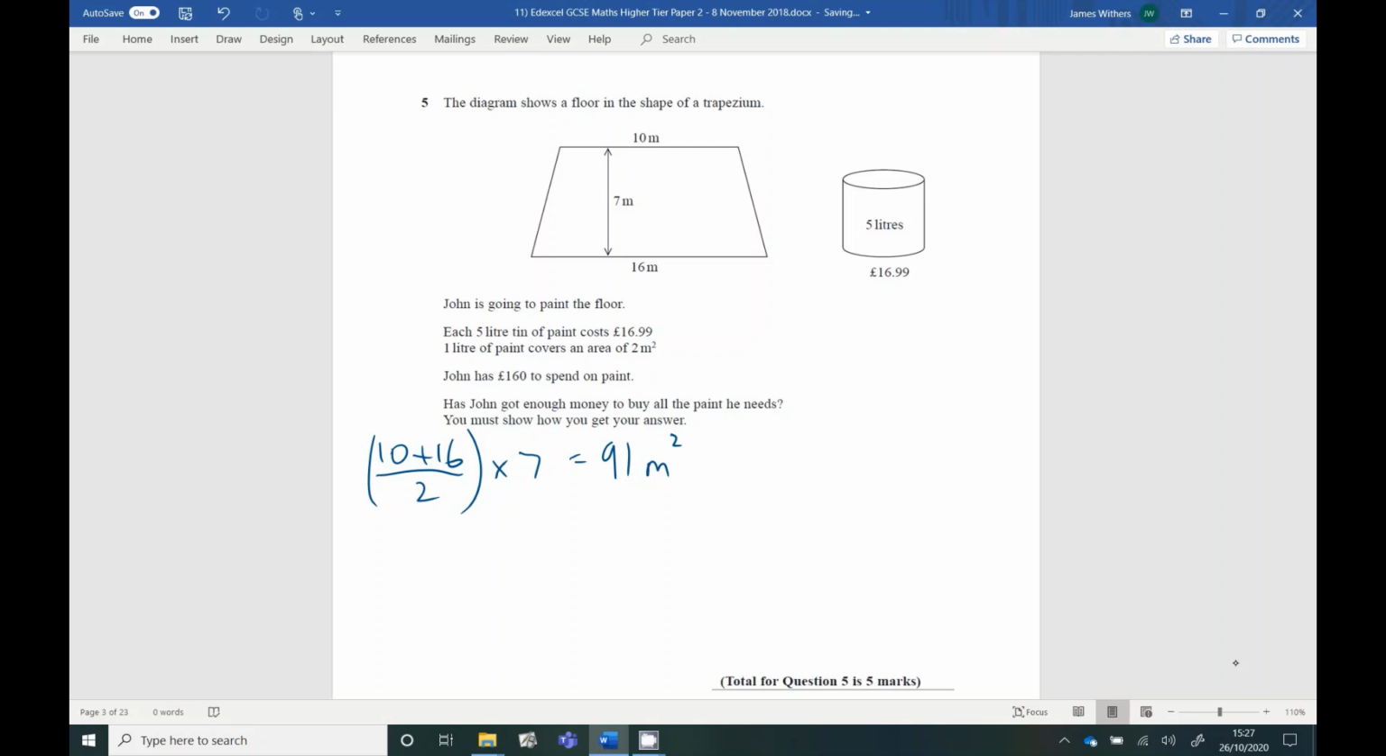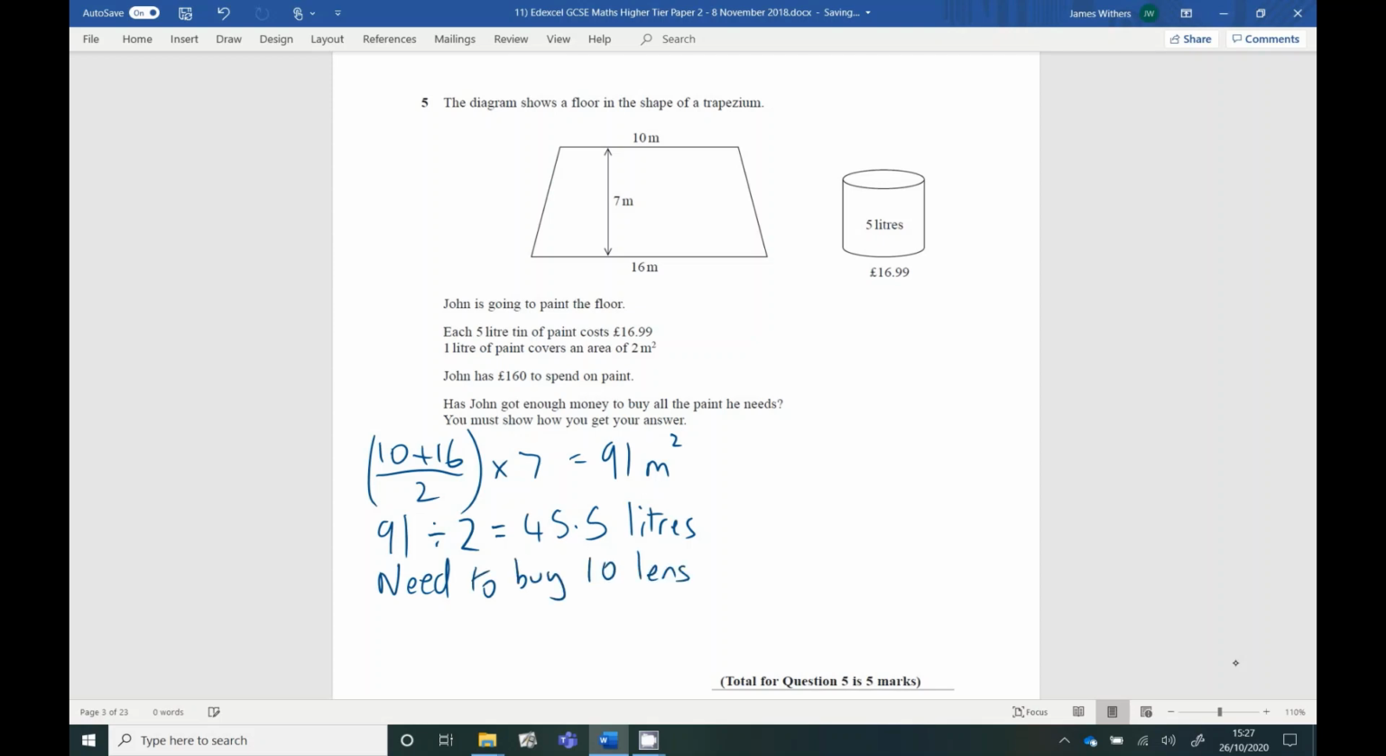Now we're told that 1 litre of paint covers an area of 2 meters squared. So how many litres of paint are we going to need? It's going to be 91 divided by 2, which is 45.5 litres of paint. Now look, this is where you've got to be really careful. Each tin of paint paints 5 litres. Now 9 tins of paint is almost enough, because 9 fives are 45, but you're just going to have to buy that 10th tin, and you're going to have lots left over, but you can't just go in and pour a little bit out of the tin. So the key thing is that we need to buy 10 tins.